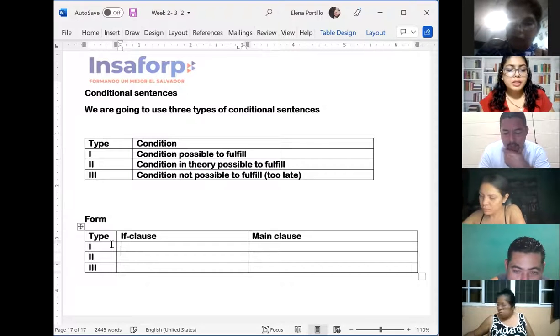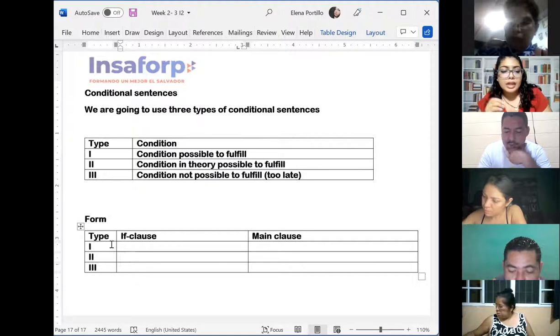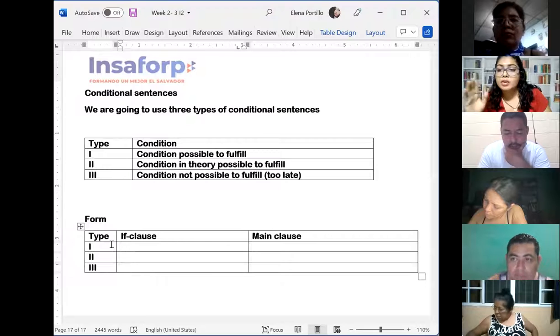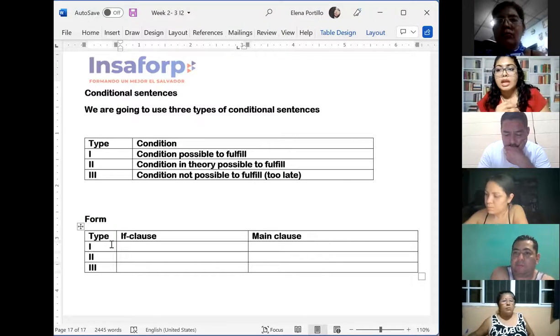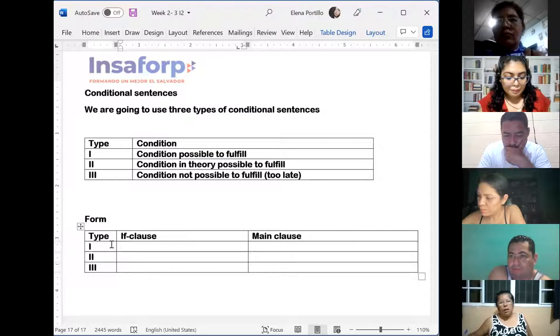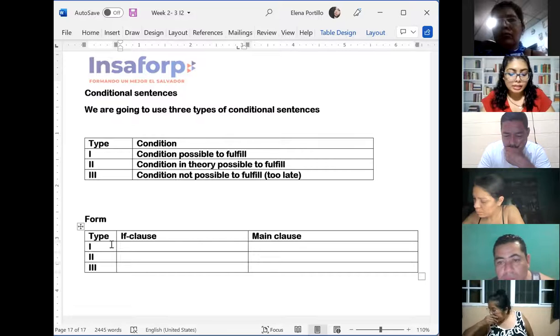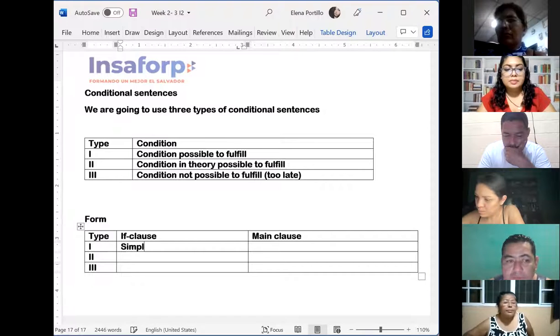1, 2, and 3. Tenemos aquí que para formar estas oraciones necesitamos una cláusula que lleve if y una cláusula principal. Y vamos a ponerlas por categorías, la número 1, 2 y 3. ¿Y qué tipo de cláusulas necesitamos para formarlas? The if clause for type number 1 is in simple present.